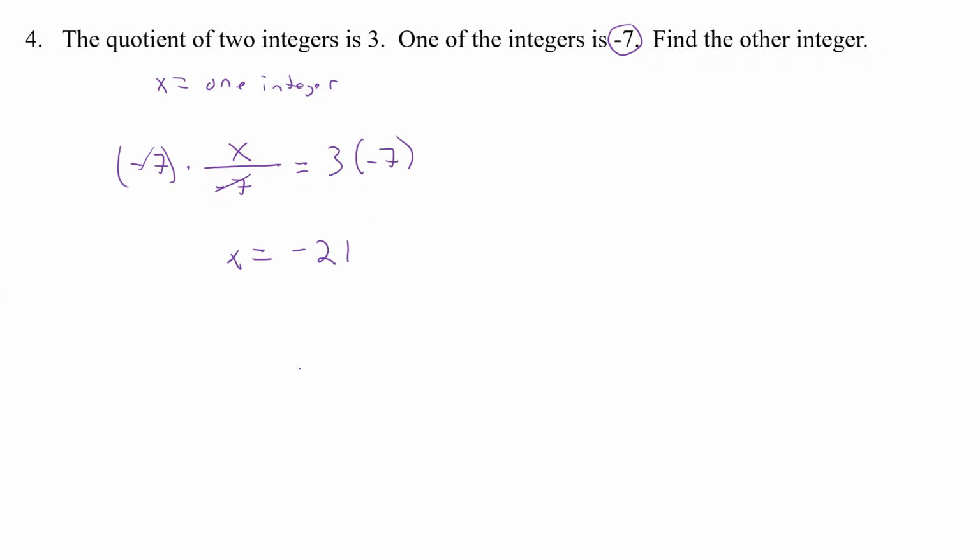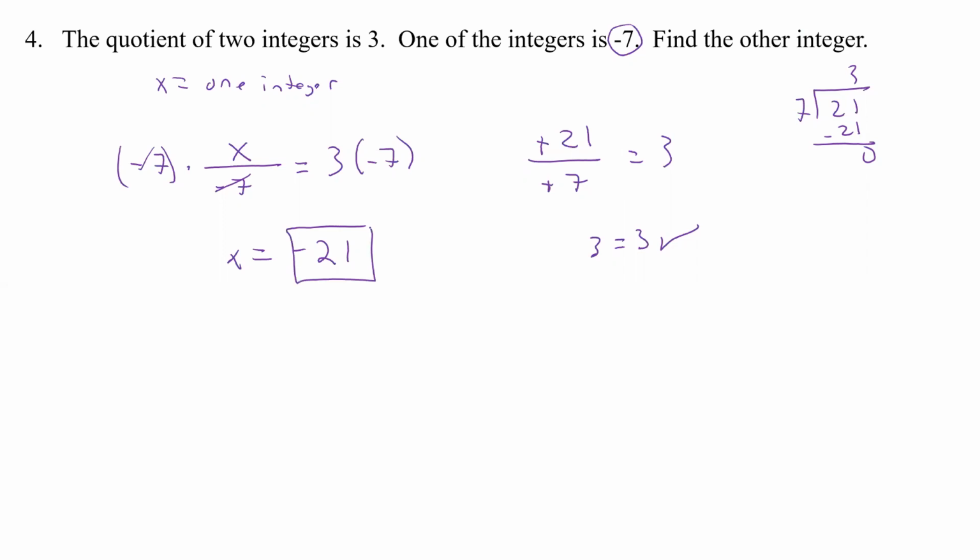Now, does that make sense? Well, does negative 21 divided by a negative 7 equal 3? Negative divided by negative becomes positive. 21 divided by 7 is 3. And so it does work. If you think about it, how many times does 7 go into 21? It goes in 3 times. That's 21. Subtract, and we get 0. So that would be the correct value for the other integer. All right, I'll pause there and come back in a little bit.